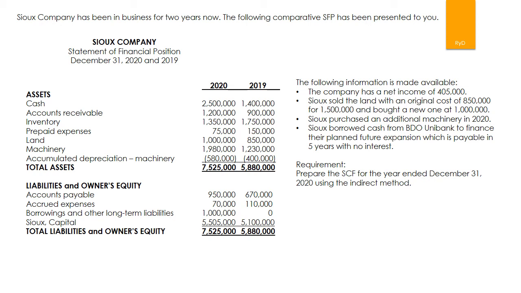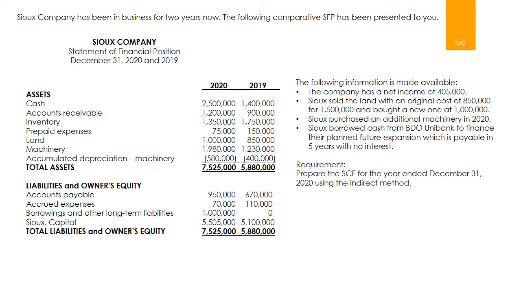It states here that the company has a net income of 405,000 and then the owner sold the land with an original cost of 850,000 for 1.5 million and bought a new one at 1 million. And also, she purchased additional machinery in 2020 and also borrowed from a bank to finance their planned future expansion, which borrowing is payable in 5 years with no interest.